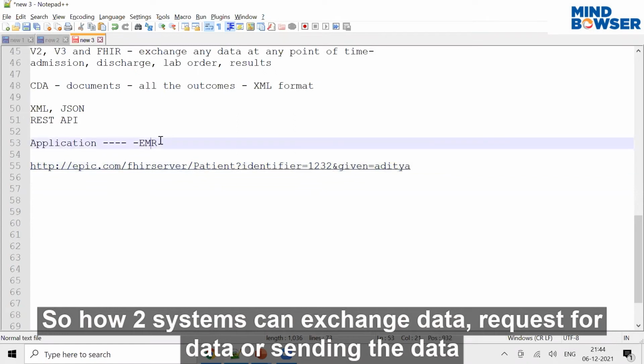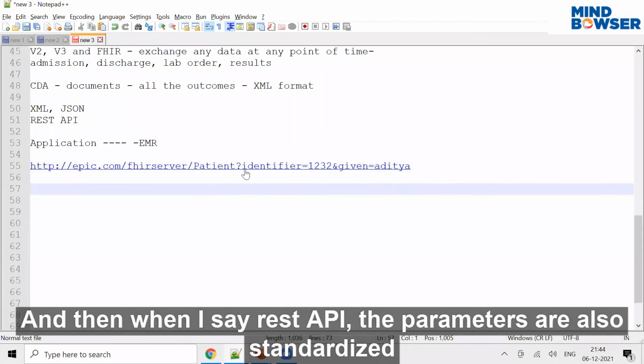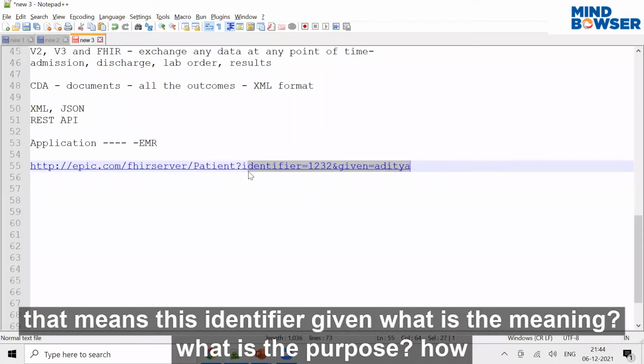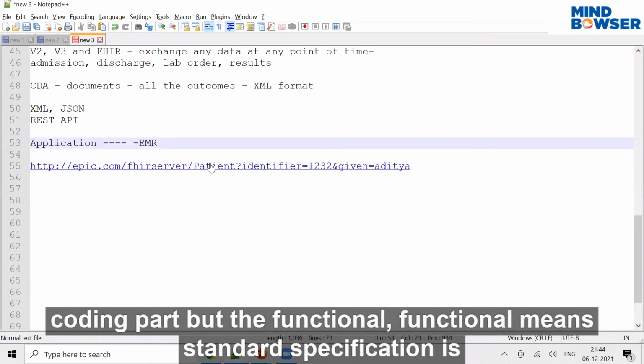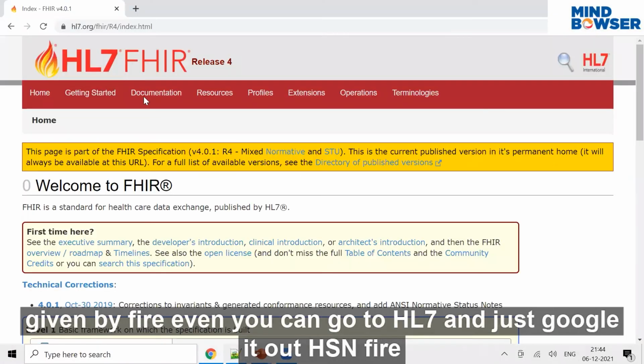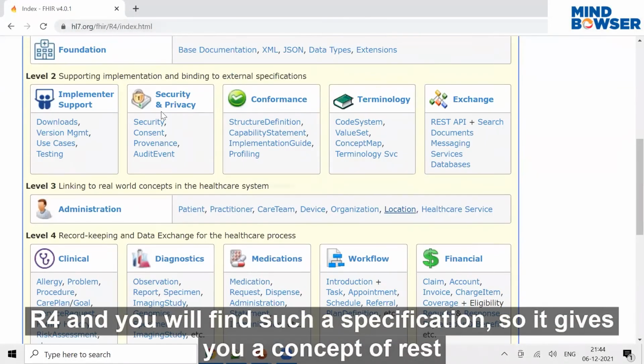So how two systems can exchange data, request for data or sending the data, that is happening through this concept called resources. And when I say REST API, the parameters are also standardized. That means what is the meaning of this identifier, given, what is the purpose, how to use it. EMRs are not defining it. FHIR is defining it. Again, not the coding part, but the functional. Functional means this standard specification is given by FHIR. You can go to HL7, just Google it, HL7 FHIR R4, and you will find such a specification.